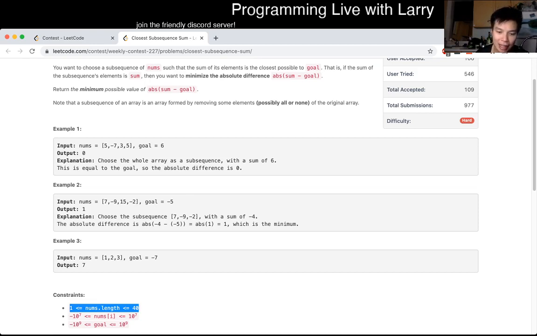But given that n is equal to 40, you can do something called meet in the middle. This is a little bit tricky, to be honest. You don't have to worry about this for an interview. I don't think it's going to come up in an interview because it's just so very specific.